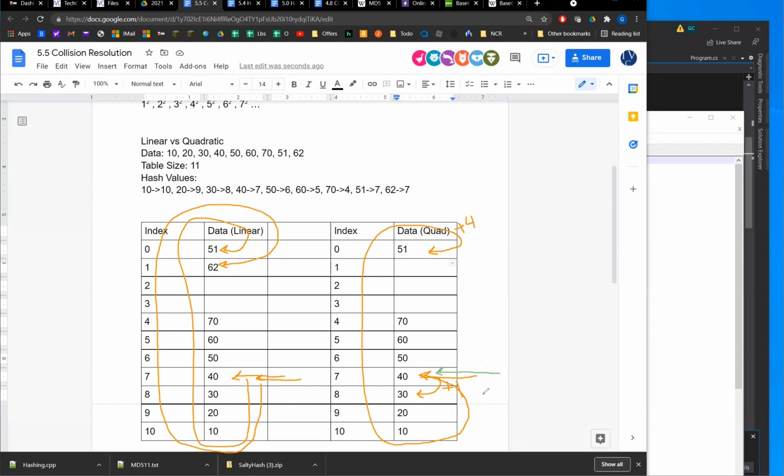Right, we also get the collision. With 62, it also tries 1 away. That's occupied. It also tries 4 away, and that's also occupied. And now here's where things start to get a little sticky. We're going to try +9. So +4 didn't work. Now we're going to go +9.